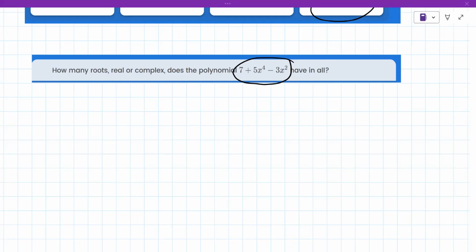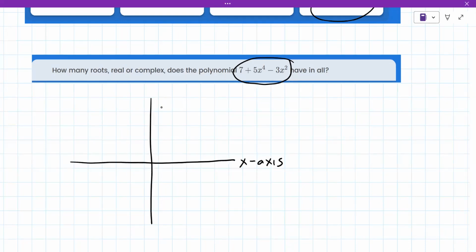Okay, I graphed it. It looks like a transformation in a way. Okay, so does it cross the x-axis? The x-axis is the horizontal one. Does it cross the x-axis? No, wait. Yeah, no. It crosses the y. It does cross the y. I agree with that.